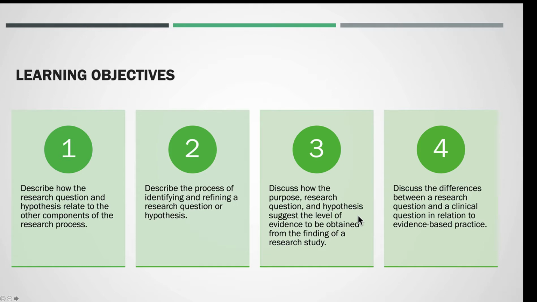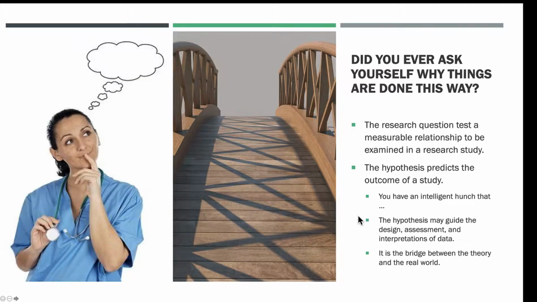We have 4 learning objectives for this section. First, describe how the research question and hypotheses relate to the other components of the research process. 2, describe the process of identifying and refining a research question or hypothesis. 3, discuss how the purpose, research question, and hypothesis suggest the level of evidence to be obtained from the findings of a research study. And 4, discuss the differences between a research question and a clinical question in relation to evidence-based practice.